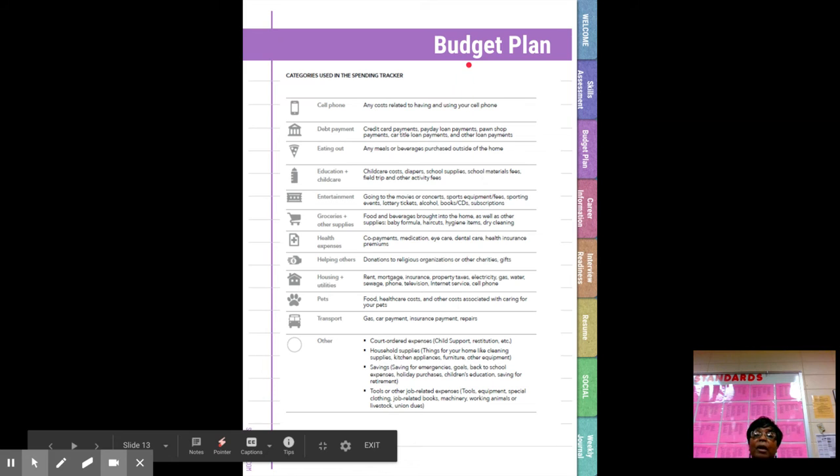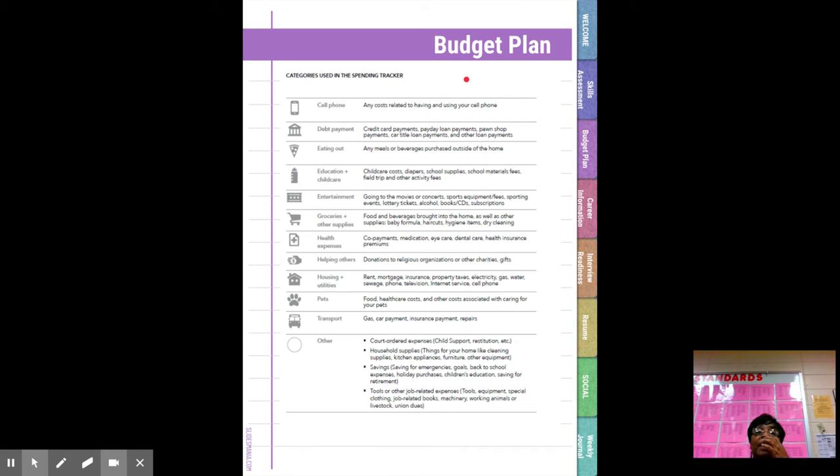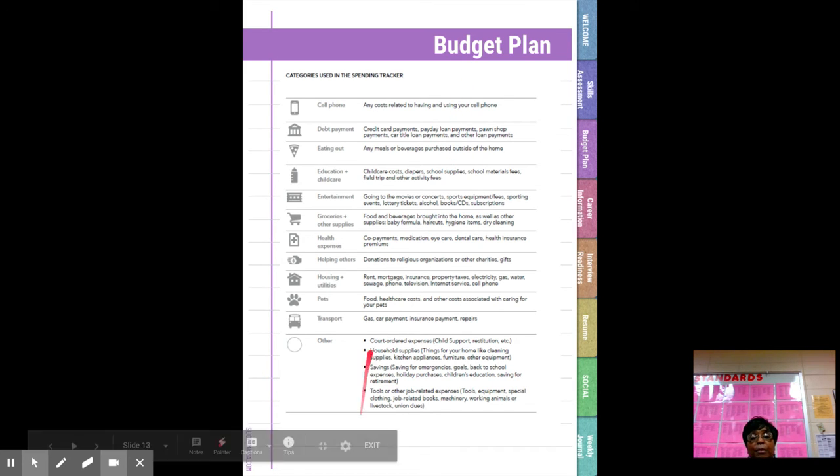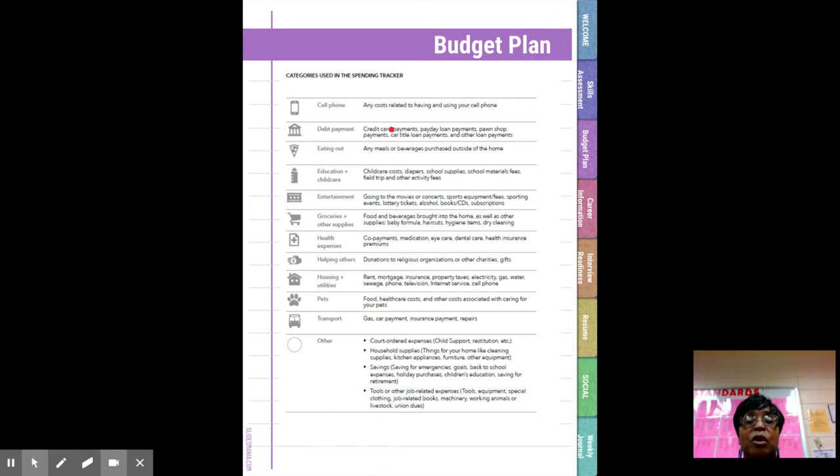The next thing that we're going to cover is your budget plan. These are some of the terms with your budget plan that you can cover and go over yourselves. And these are some of the things that you will see in the Boom Cards and on Quizzy.